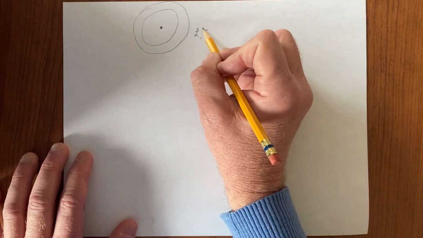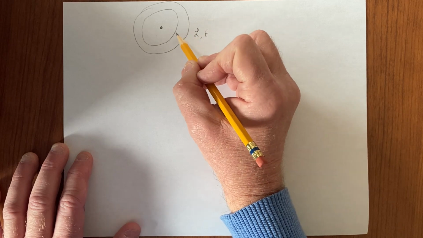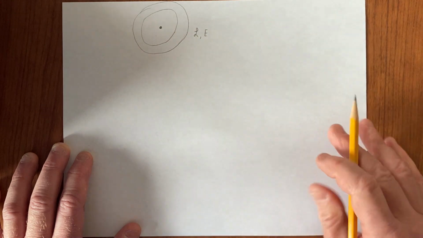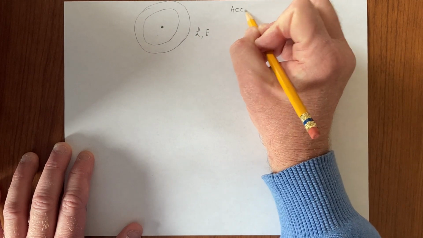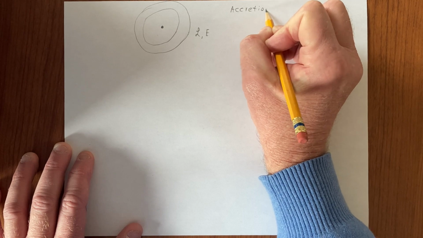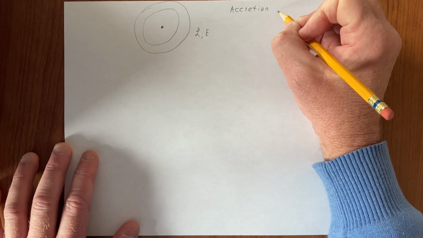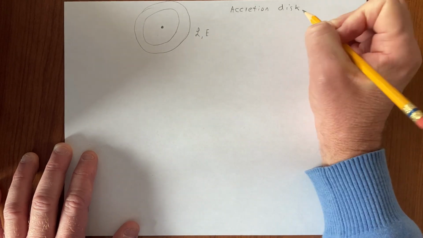And so we sort of want to think of angular momentum and energy not for individual planet-like objects, but for a disk, or what we call an accretion disk, right? So accretion is the thing that allows angular momentum and energy to be extracted. So we call this an accretion disk.